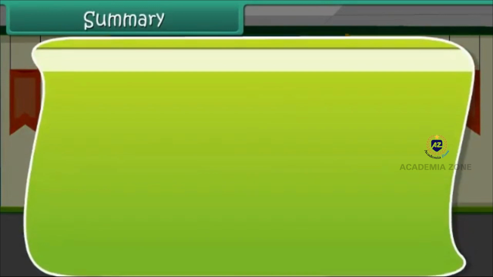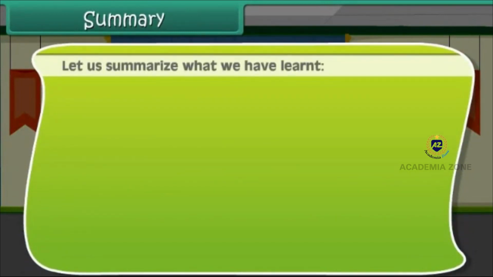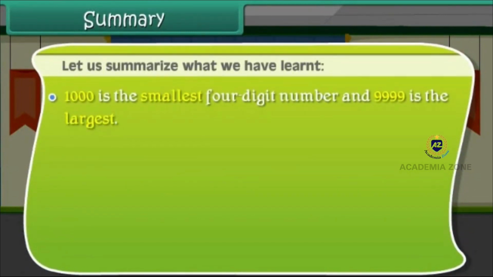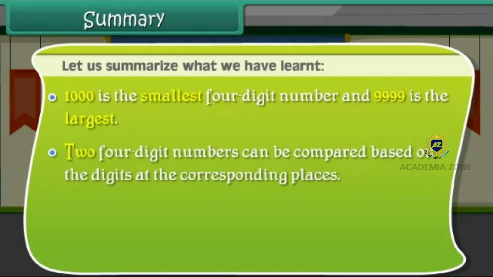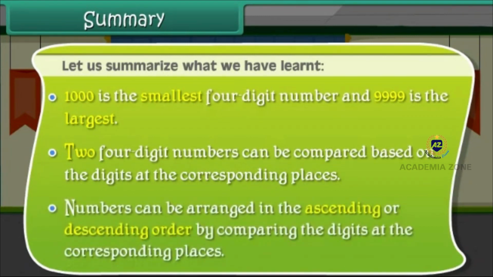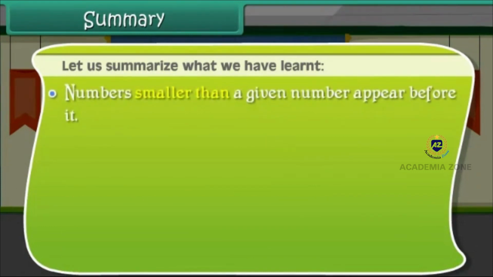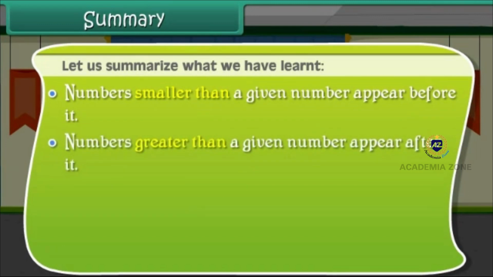Summary. Let us summarize what we have learned. 1000 is the smallest four-digit number and 9999 is the largest. Two four-digit numbers can be compared based on the digits at the corresponding places. Numbers can be arranged in the ascending or descending order by comparing the digits at the corresponding places. Numbers smaller than a given number appear before it. Numbers greater than a given number appear after it.